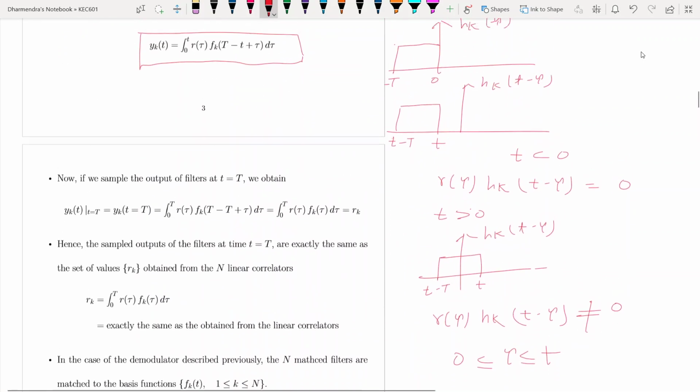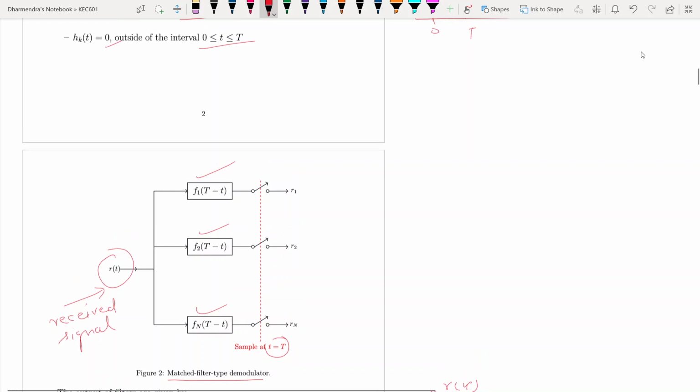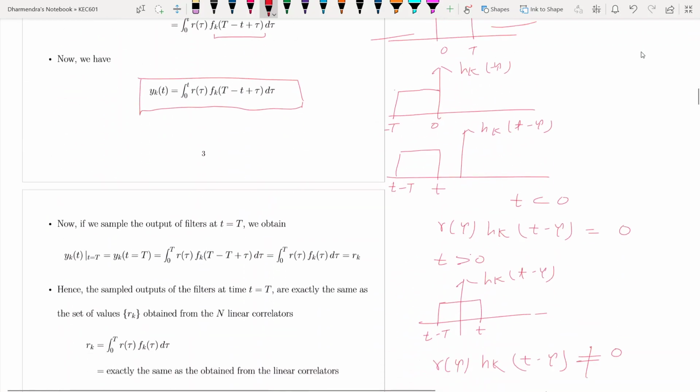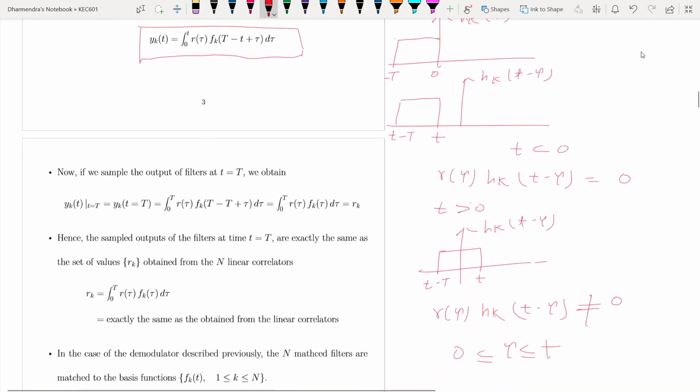Now the outputs of these matched filters should be sampled at t equal to capital T. So we sample the output y k of t at t equal to T. So here I will substitute t equal to capital T.